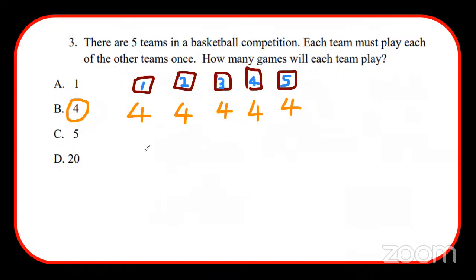So if we're talking about 4 games, team one played 4 games, team two played 4 games, but one of them is with team one, which we already counted. What would we add to this 4? Because we're calculating all of these things. What would we be adding to this one?